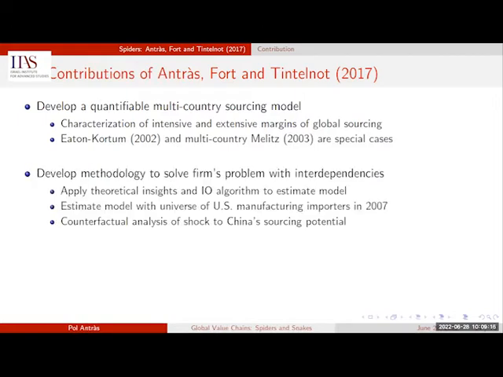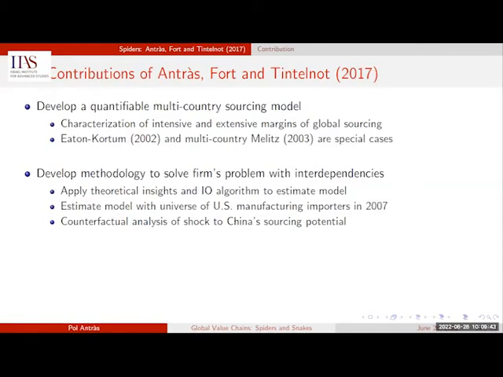And then we combine this. This was not sufficient, for reasons that have become clear, to solve the firm-level problem. We also had to bring in tools from the industrial organization field to solve this extensive margin problem. Given that the entry decision is interdependent across countries, firms face a very large set of possibilities of where to buy inputs from. So how do you actually solve this problem?